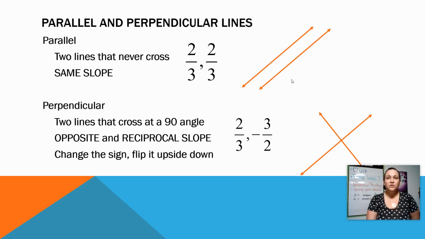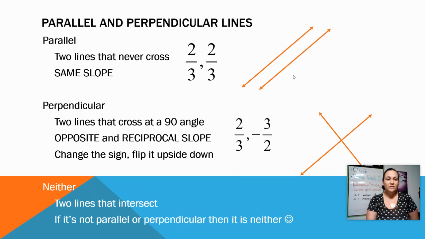Now, these are two very specific scenarios regarding the relationship between two lines. Most lines are not parallel and not perpendicular either. Most lines are just two intersecting lines, which we're going to call neither. So if you have two lines that are intersecting, but they don't intersect at a 90-degree angle, then they are neither.